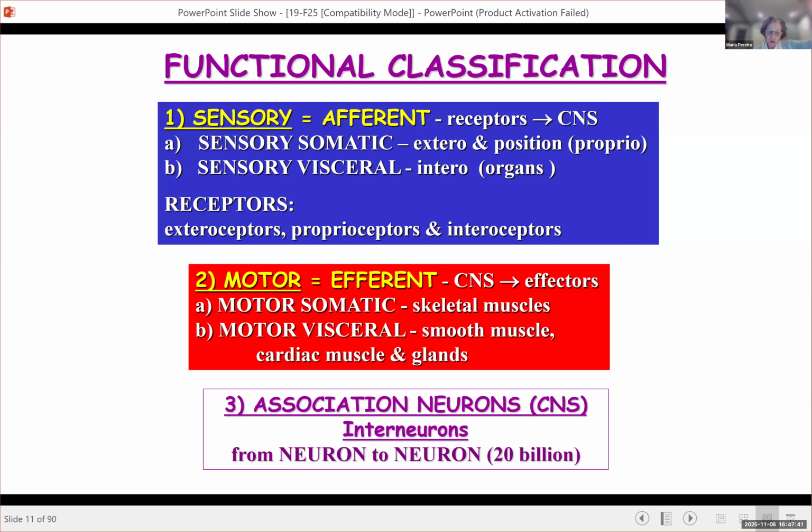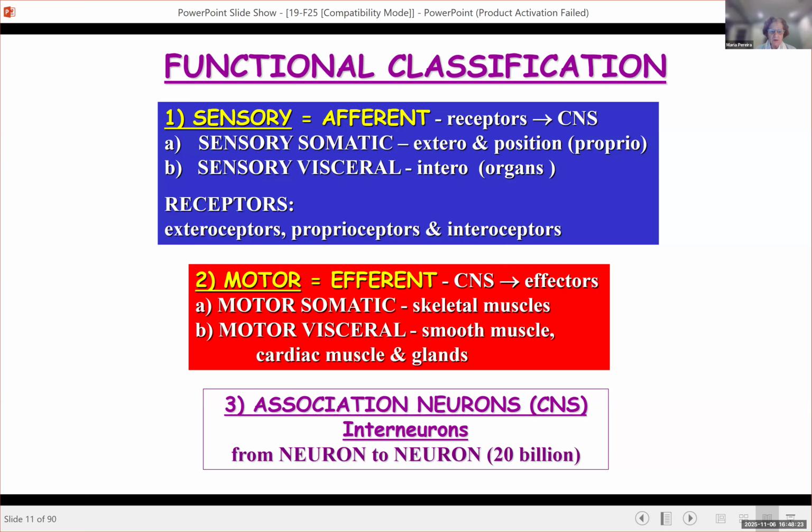They have the cell body pushed aside. And we have sensory somatic, which are involved in conducting the action potential from receptors at the periphery, like the eye, the nose, and so on. And they're also involved in position. And then there are sensory receptors inside the body. So these neurons will be sensory visceral, and the receptors are interoreceptors inside the body. So you have exteroreceptors, proprioreceptors, and interoreceptors.